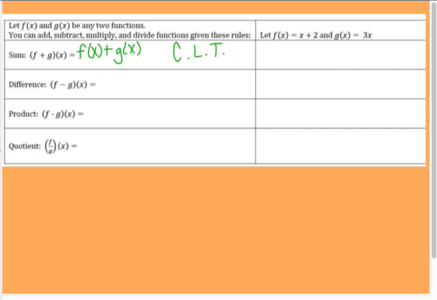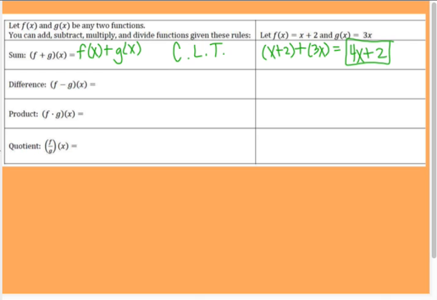So, the right-hand column we have is an example. So, f of x is x plus 2, okay, and g of x, so we're going to add these, so plus 3x. So all I need to do is add my like terms. So x plus 3x gives me 4x plus 2. There are my two functions added together.